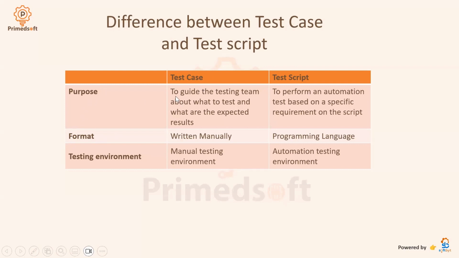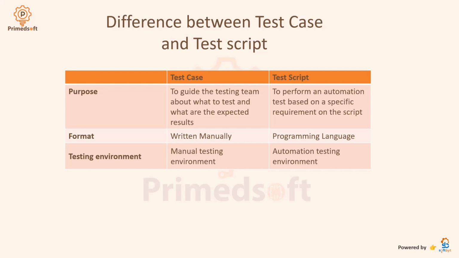The purpose of a test case is to guide the testing team about what to test and what the expected results are, right? So the test case is, remember, that step-by-step approach that you will use to execute your test. The test case will guide you on what the expected result is. Whereas the test script is used to perform an automated test based on specific requirements on the script.